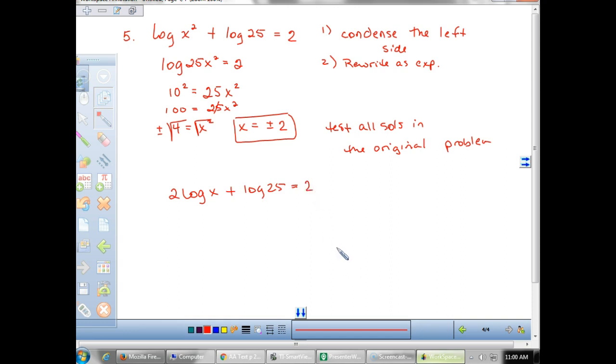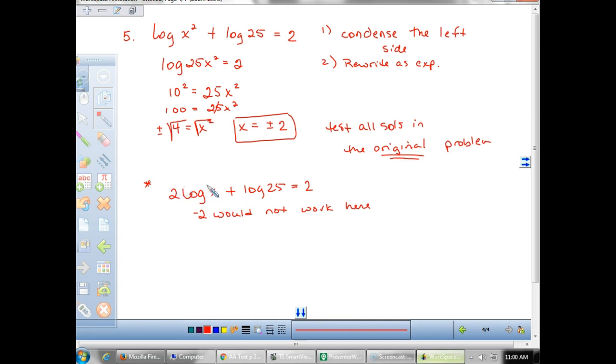The negative 2 would not work there. It is the same exact problem. Y'all look at the little problem, the way I changed the problem. It is the exact same problem once you bring the 2 up. But the negative 2 would not work here. Do y'all understand what I'm saying? No. You have to test in the original problem.